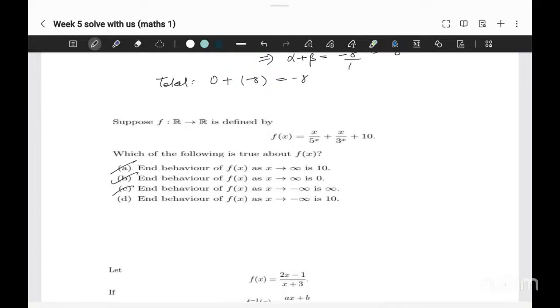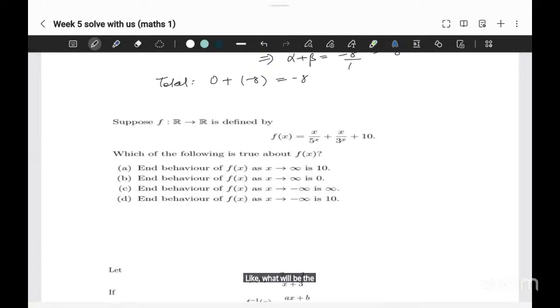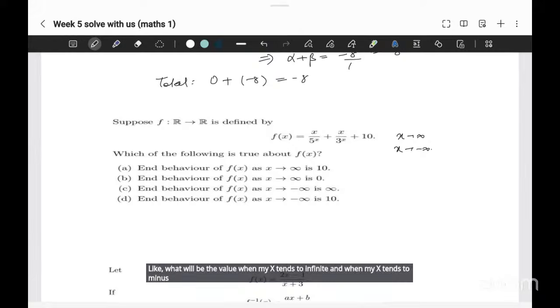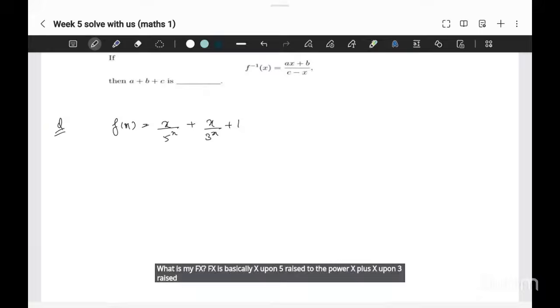Okay, let's check. So what we need to find out is the end behavior, right? End behavior in the sense of what will be the value when my x tends to infinity and when my x tends to minus infinity, correct? Now, for this f(x), what is my f(x)? f(x) is basically x upon 5 raised to the power x plus x upon 3 raised to the power x plus 10, correct?